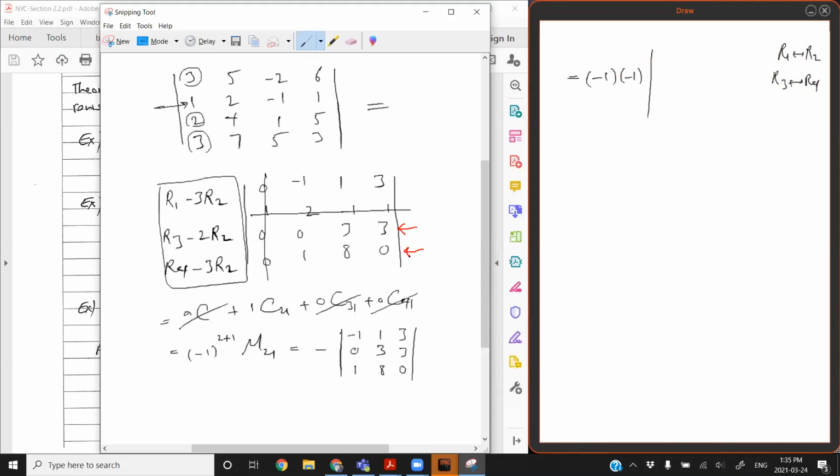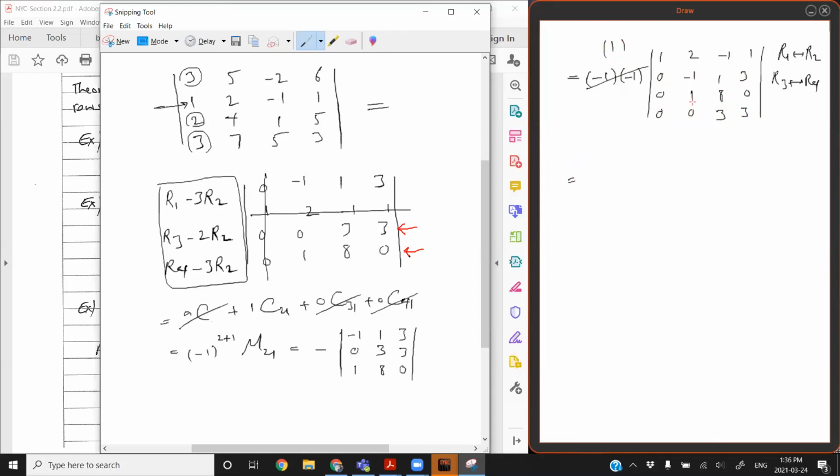Then I'll get this. 1, 2, negative 1, 1. 0, negative 1, 1, 3. 0, 1, 8, 0. And then 0, 0, 3, 3. So actually you can see that these two cancel out. It's like a 1.